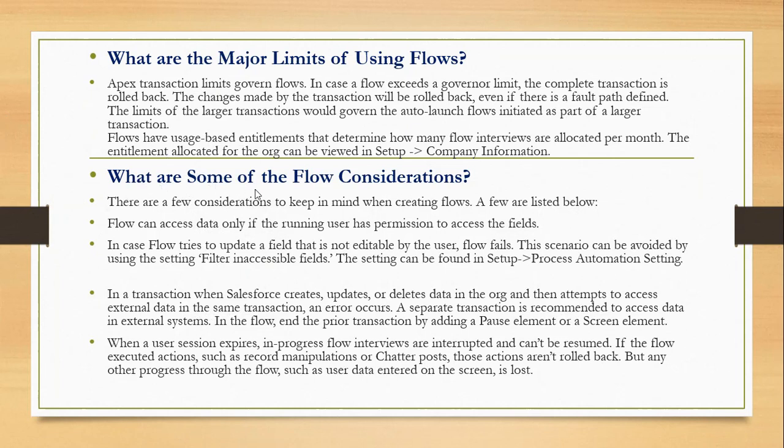Next, what are some of the flow considerations? There are flow considerations to keep in mind when creating flows; five are listed here. Flow can access data only if the running user has permission to access the fields. In case a flow tries to update a field that is not editable by the user, the flow fails. This can be avoided by using the setting filters as accessible fields. The setting can be found in Setup, Process Automation settings.